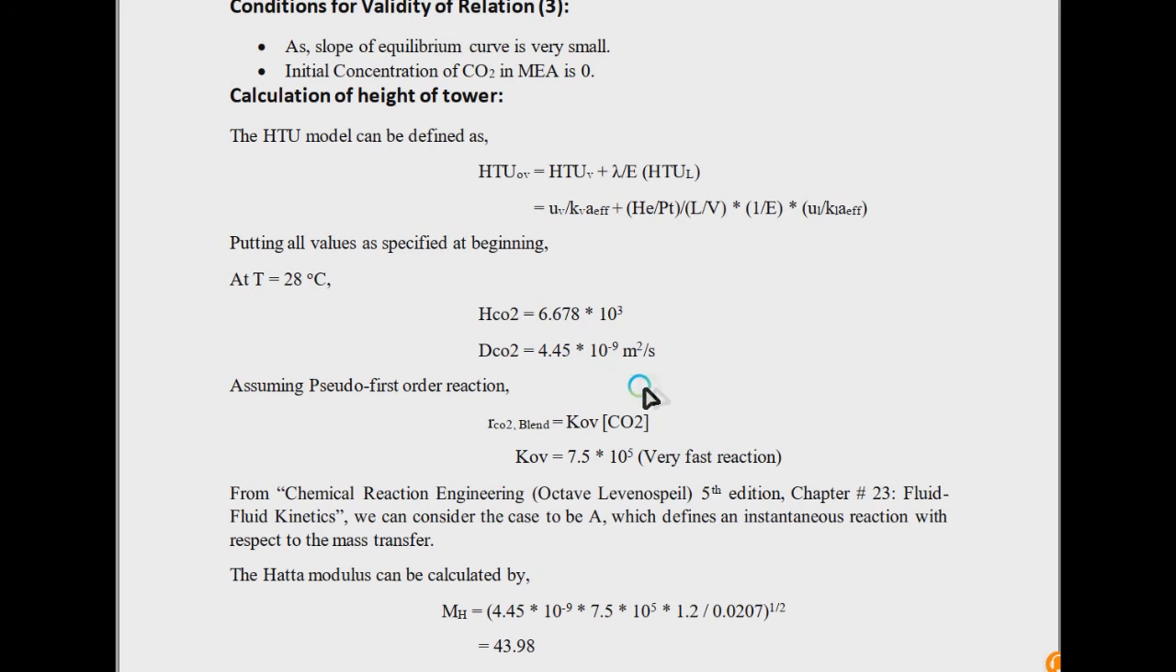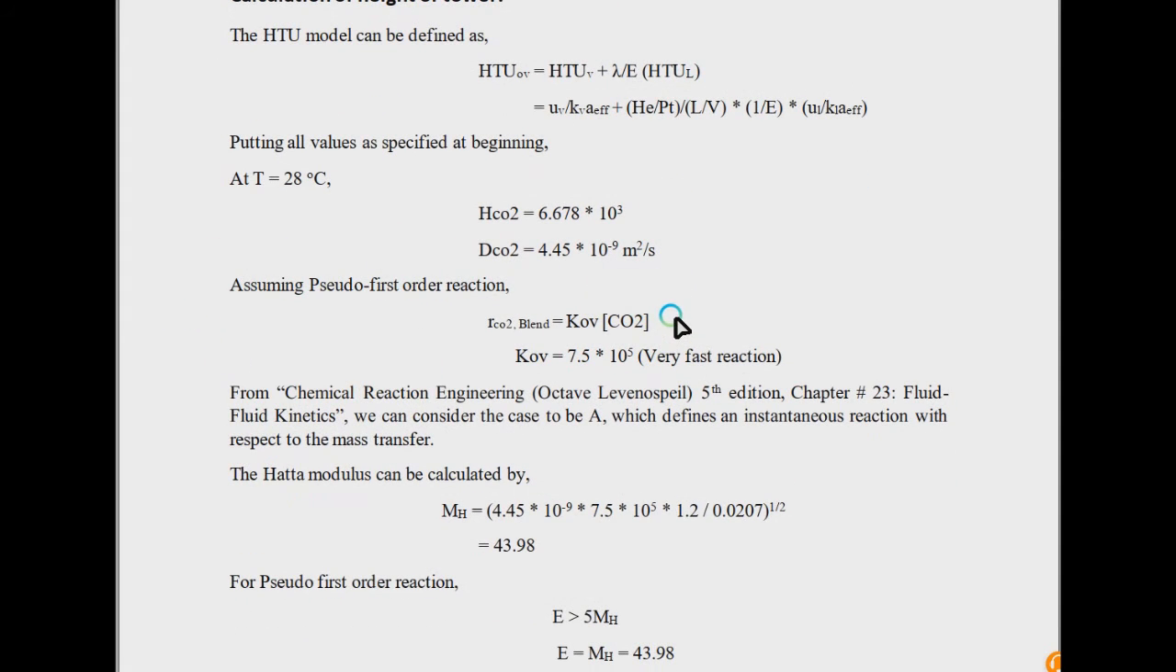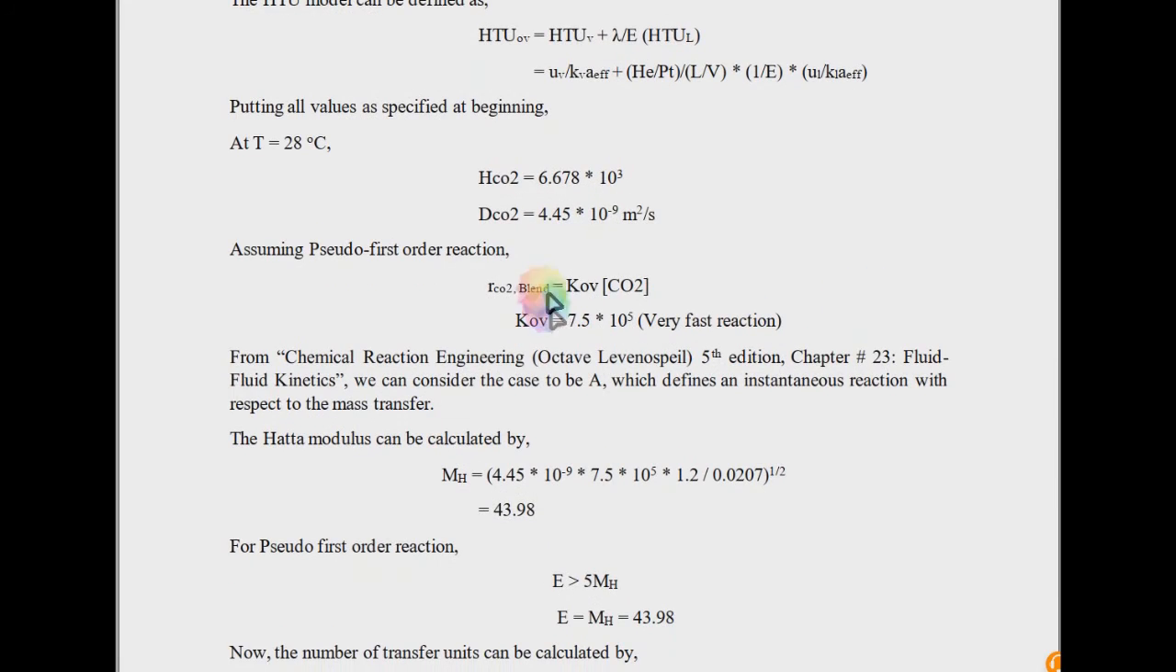Now first of all, you have to understand where your reaction lies, because it is not always the case when you take the general reactions. In liquid-liquid kinetics or gas-liquid kinetics, there will be a regime where it lies, like you can see in chapter number 23, 5 to 7 cases, from the instantaneous fast reaction, intermediate reactions, very fast reactions.